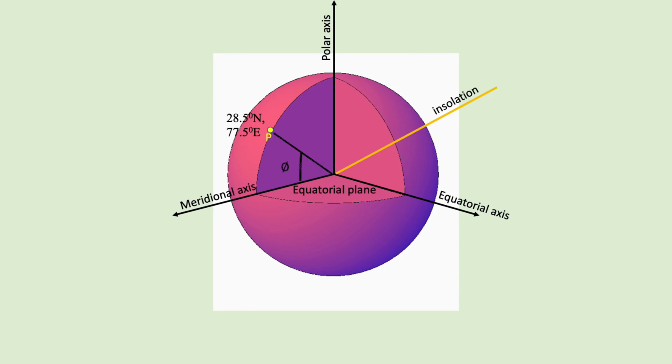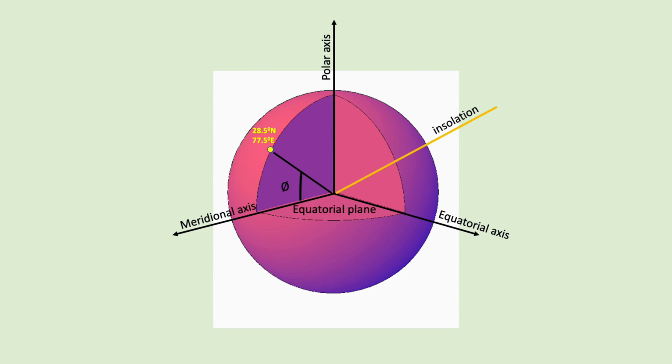Now join this point with the center of the earth, and this line constitutes an angle phi with the equatorial axis, which is the angle of latitude. Since the point is located at a latitude of 28.5 degrees north, the angle phi is also of the same magnitude, that is 28.5 degrees. I hope you all understand this fact because we have already learned about it in previous lectures.